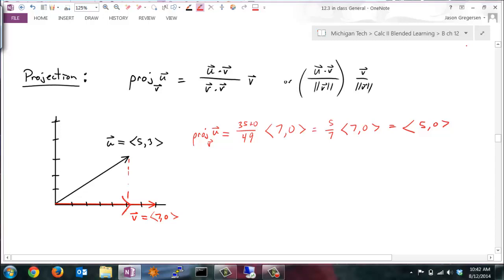And u is really made up of two vectors. It's the sum of this vector and this vector. One of these is parallel to the x-axis and one is perpendicular to the x-axis. And being able to break down a vector into these two components is a very useful thing. So I can find this vector as the projection of u onto, in this case, v.